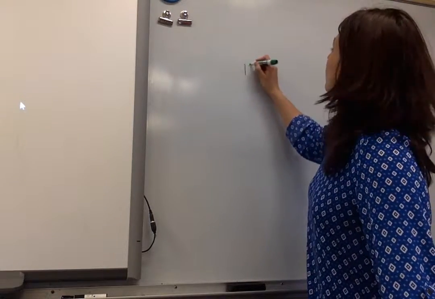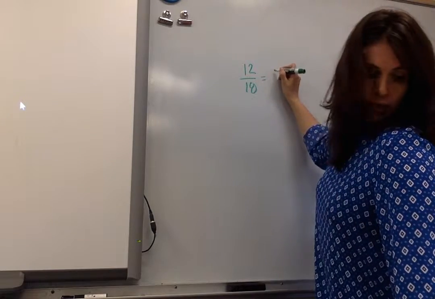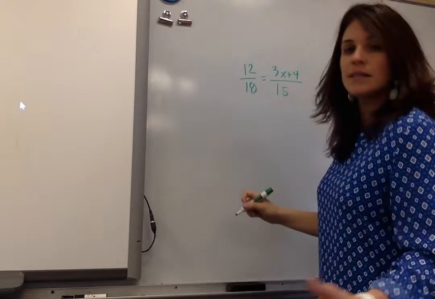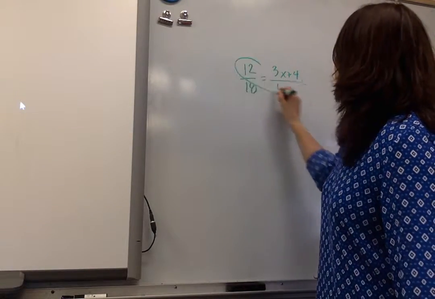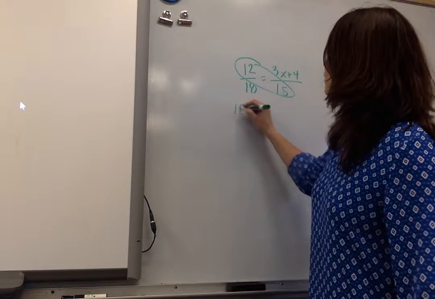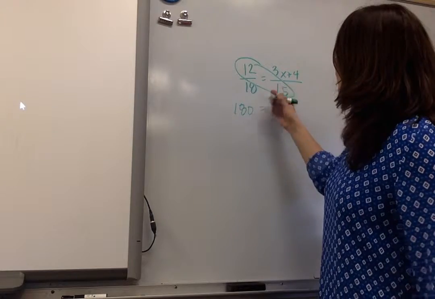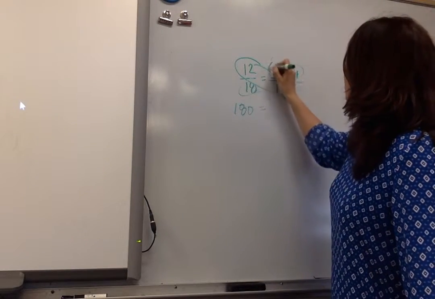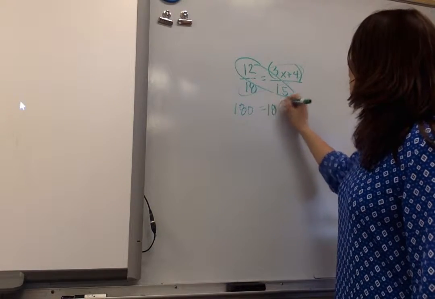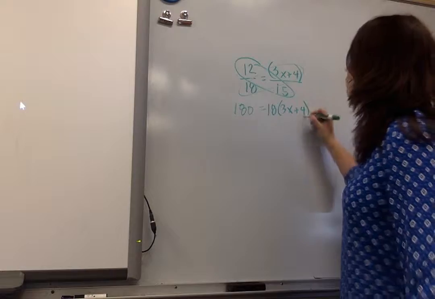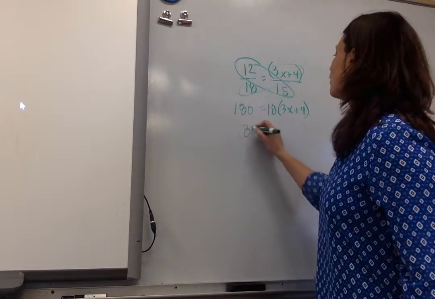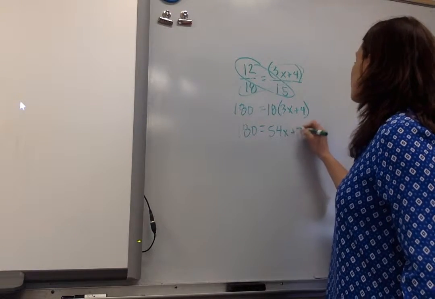Number 16 says 12 over 18 equals 3x plus 4 over 15. And it's the same concept. I'm going to cross multiply, so I multiply my extremes. When I multiply 12 times 15, I get 180. Now here, I'm still going to multiply my means, but I've got 3x plus 4, so I have a binomial here. So we've got to use the distributive property because you're multiplying 18 times 3x and 4. So when I multiply, I get 180 equals 54x plus 72.